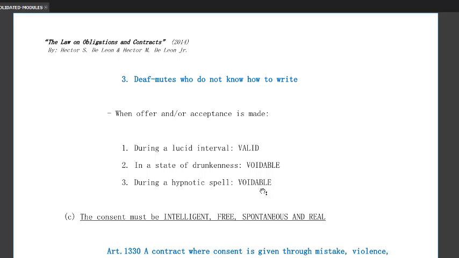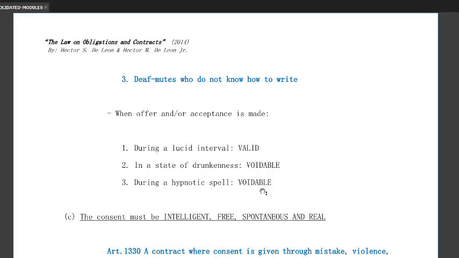Kapag po ang contract daw ay ini-enter into by insane or demented person during the time na siya ay nasa katinuan, lucid interval, yan ay valid. Tapos, contract kapag po ay during drunkenness, if there is a complete loss talaga ng understanding, then it is voidable. And then contracts which are entered into during a hypnotic spell. Ano yung nakaka-hypnotic spell? Kapag under ka ng inducement ng mga drugs, ano? So, yun po yung sinasabi nating voidable ang contract by reason of incapacity.